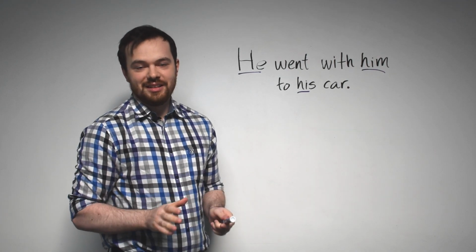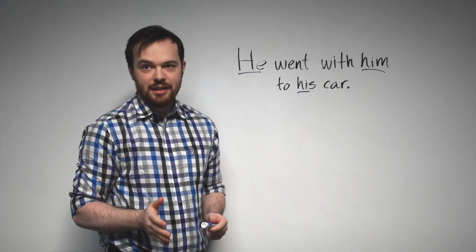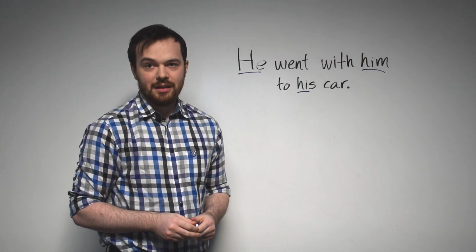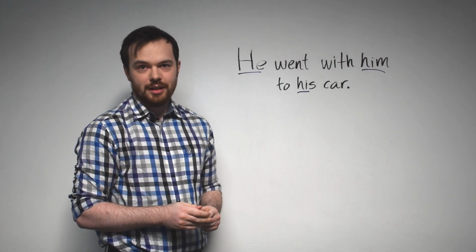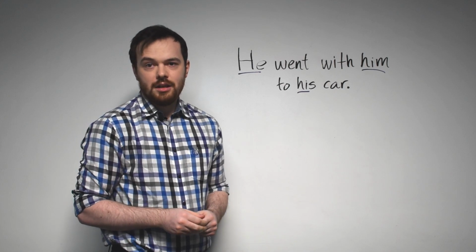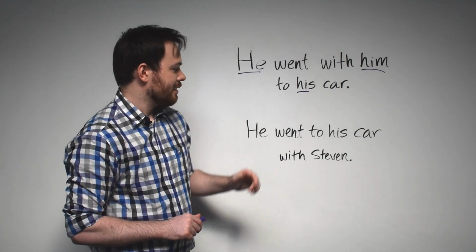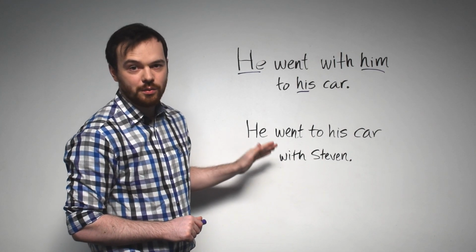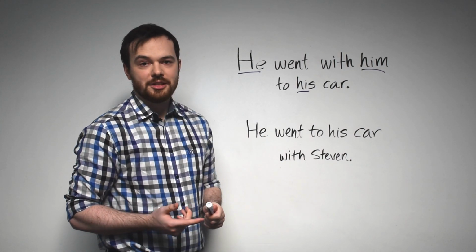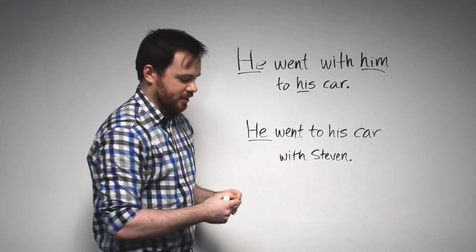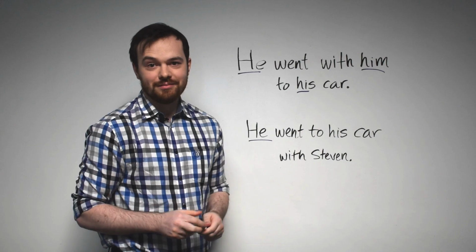However, this sentence should hopefully show you the dangers of using pronouns too much, even if they're used correctly. It's clear that there are two male people here, but which owns the car? Perhaps here we should clarify with a better sentence. He went to his car with Stephen. This helps us clarify that the car belongs to the he mentioned at the beginning and not to Stephen.